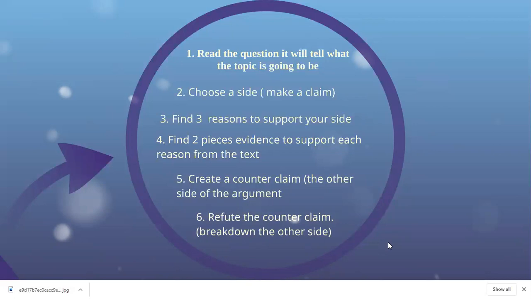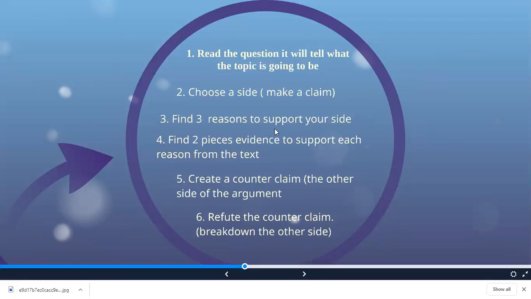So you want to find as much evidence and things to back up your claim. They want you to go through the text and pull stuff from the text, either put it in your own words or quote it. They want that, so don't discredit that. And create a counterclaim. These are your 6 breakdowns.